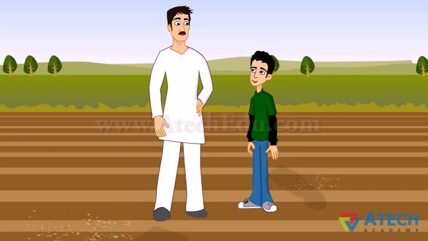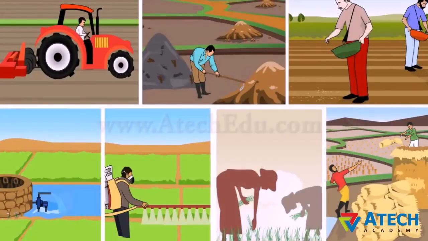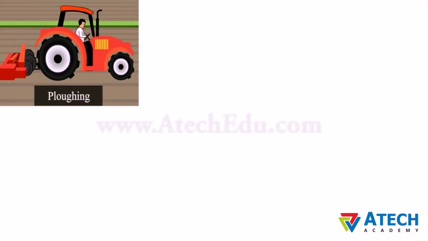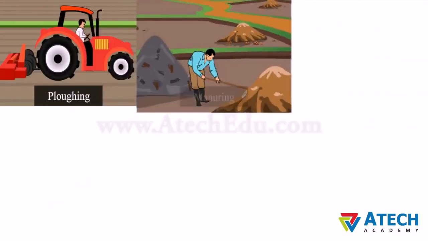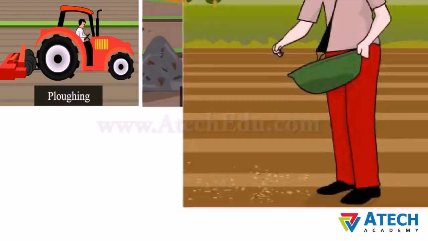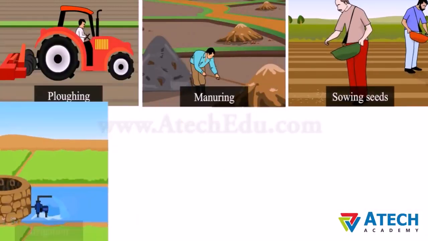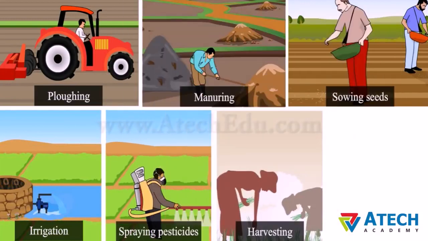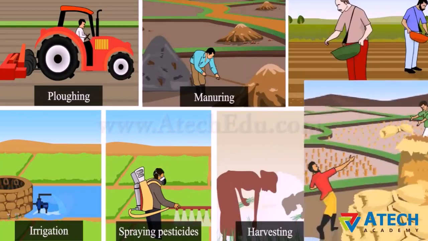Dad, how do the farmers cultivate? Many acts are to be performed before cultivating a crop. These are called agricultural practices. There are different agricultural practices like ploughing a field to loosen the soil, manuring for good yield, sowing seeds, irrigation, spraying pesticides and weedicides, harvesting of the crops and storage.